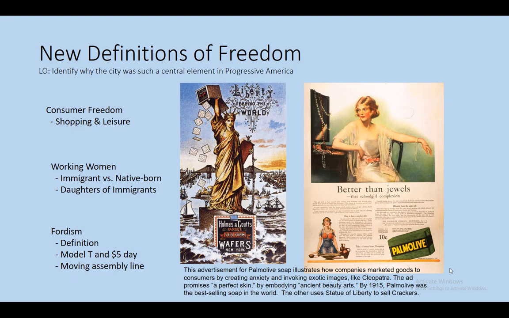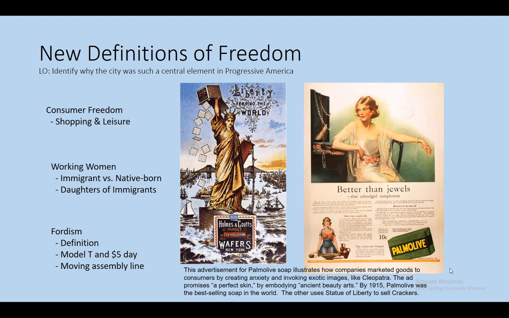When you mass produce something, it lowers the price. And so the Model T became affordable for your average American. Ford ended up paying his workers what was called the $5 day. That's twice the industry average. And he did this for two reasons, right?